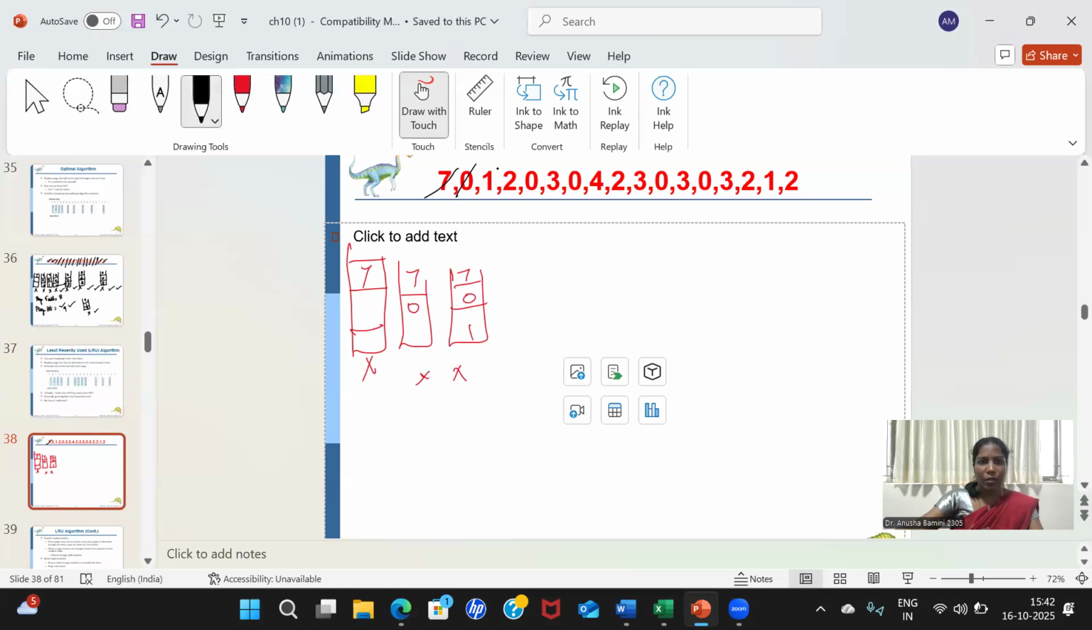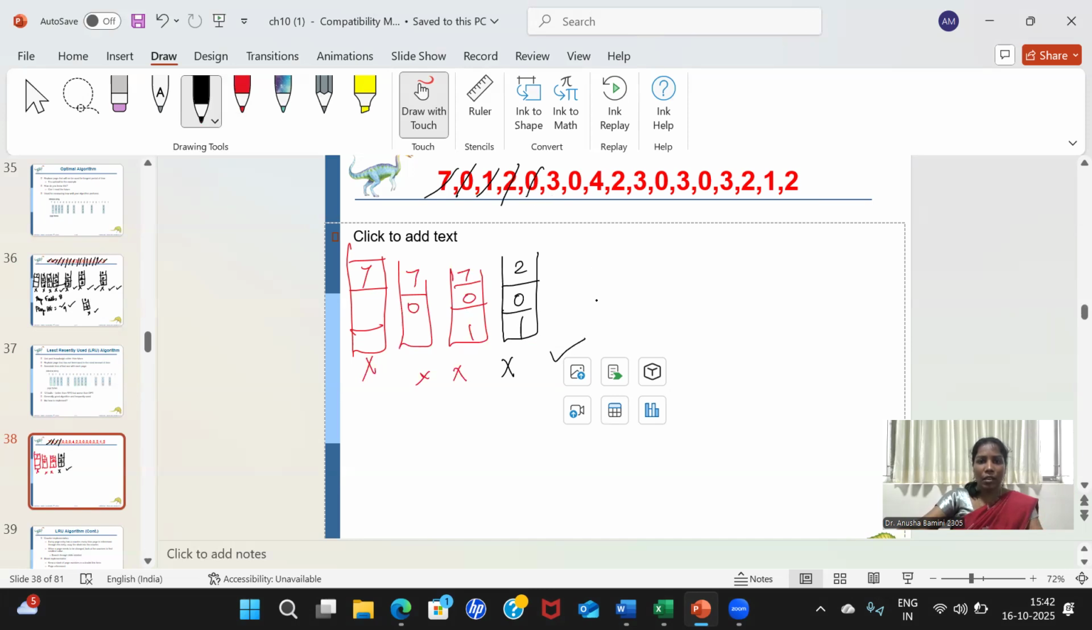So 1 over 0, 2. 2 is not here, again page fault. So what is my concept? Checking the past things. Which has not been used for the longest period of time? 7. So I am replacing 7 by 2. Okay, this is over. Next is 0. 0 is already there, so it is a page hit.